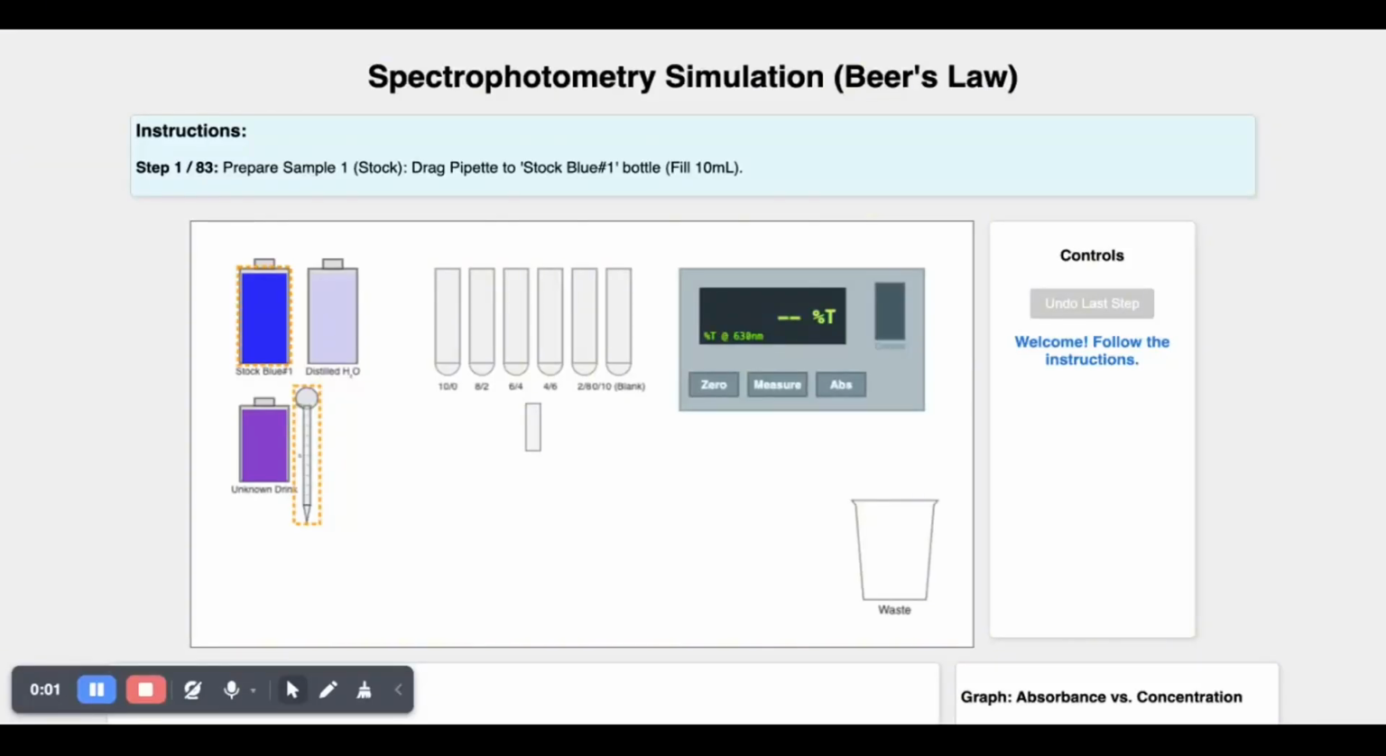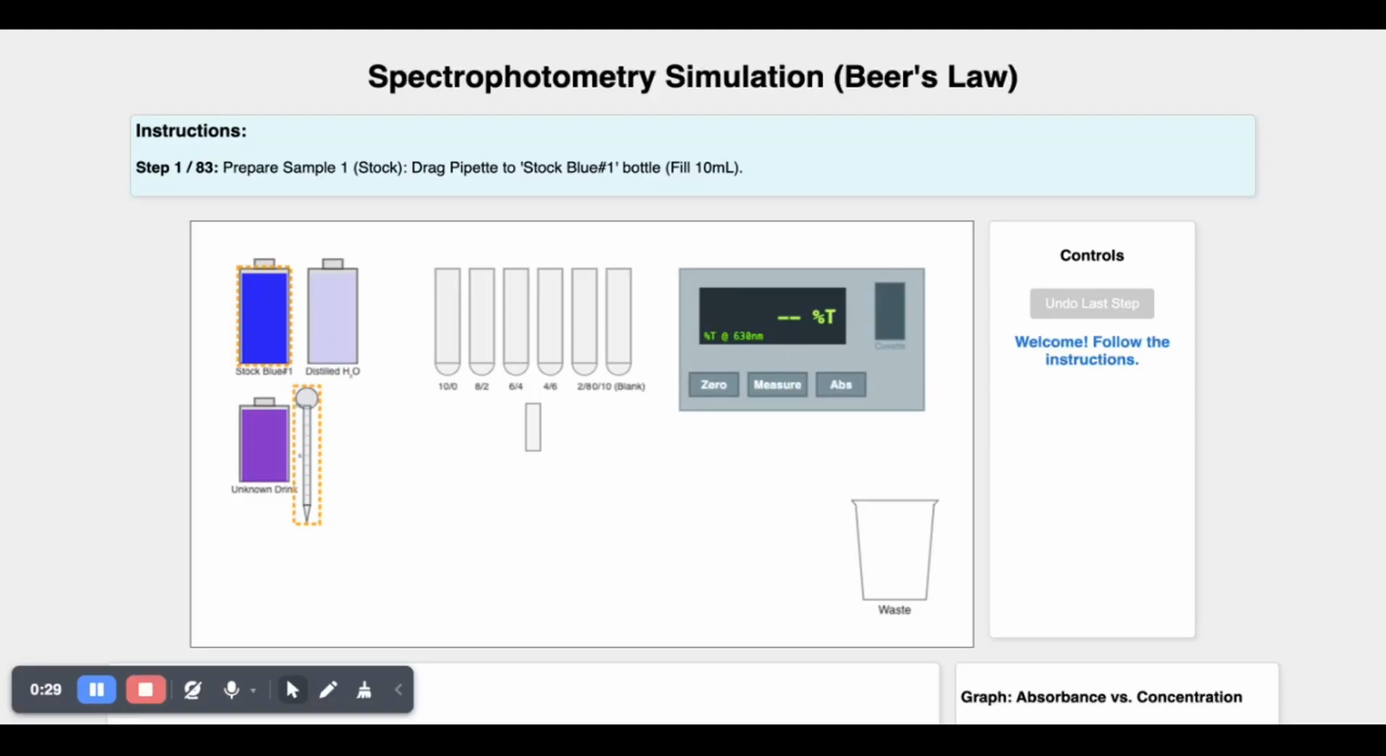Hi, my name is Aman Bakhta, and today I'll be completing a spectrophotometry simulation for my AP Chemistry class. The goal of this experiment is to apply Beer's law in spectrophotometry to determine the concentration of blue dye in an unknown substance. To do that, I'll first make a calibration curve using standard solutions with the known concentrations and then compare the unknown's absorbance to that curve.